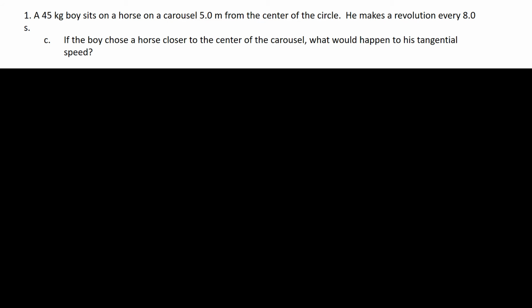So now, same exact question, if the boy chose a horse closer to the center, what would happen to his tangential speed? Well, think about it. If you're close to the edge, your radius is 5. But if you're somewhere in the middle, your radius is shorter, less than 5. Let's say he sits in the middle. Let's say the radius is 2.5. Let's just see what happens. So you remember that we said the tangential velocity, we'll say velocity c, whatever we want to call that.